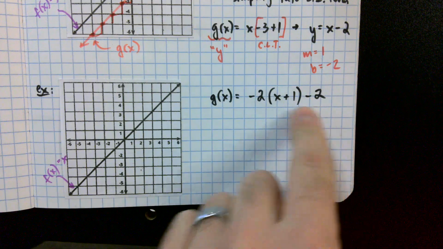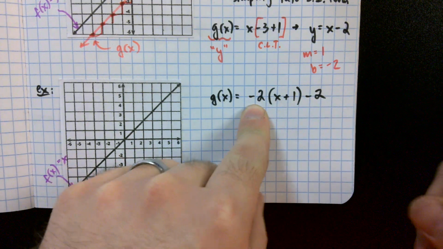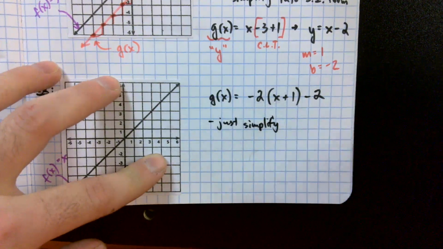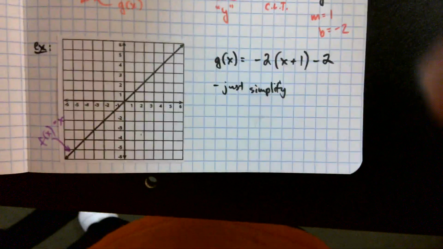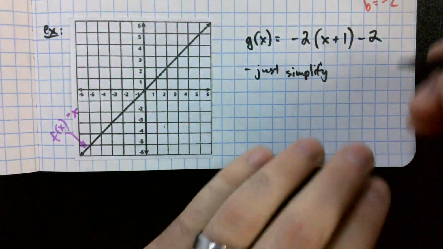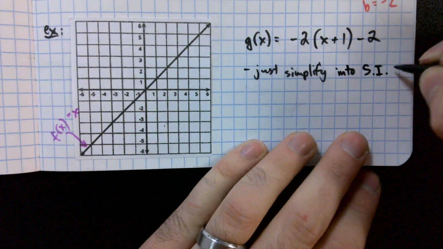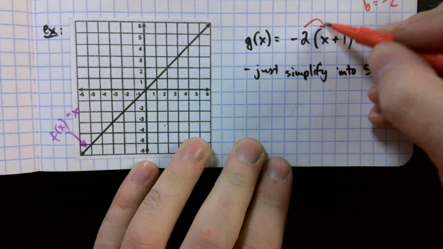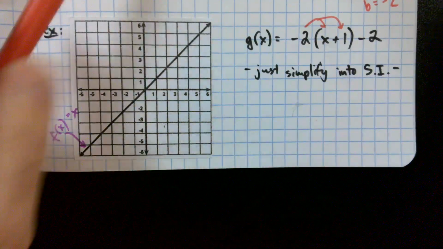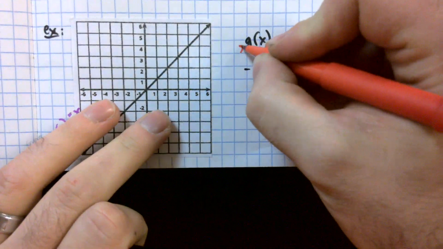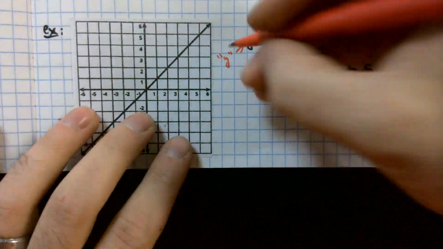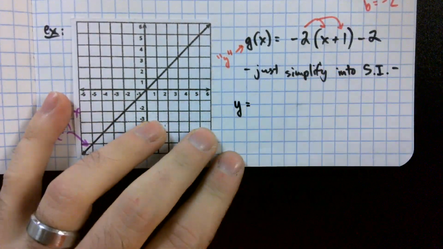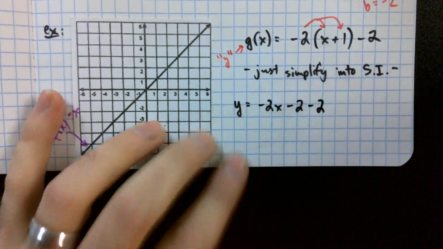But here, because there's so much to do, and especially because we have an a value, right, that number in front, the easiest thing for us to do is just simplify. We know how to write equations in slope-intercept form, and we know the shortcut to graphing an equation in slope-intercept form. So let's just put this in slope-intercept form. All right. To do that, I'm going to distribute the -2 to my x and my h. I'm going to change g of x to just y. And this becomes y is equal to -2x minus 2 minus 2.